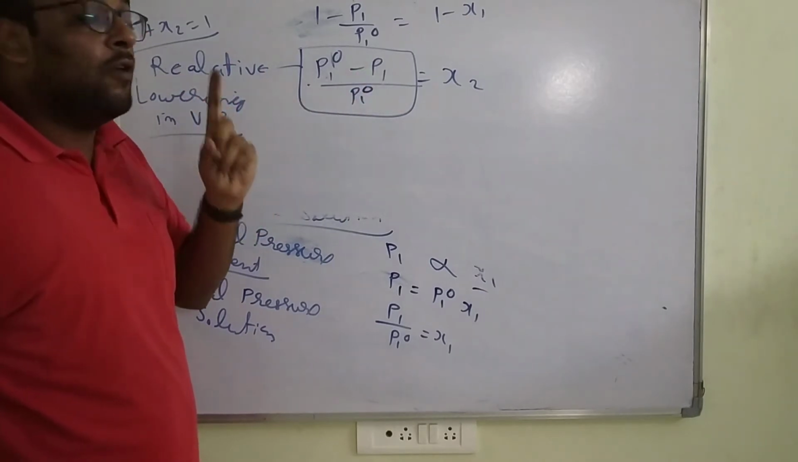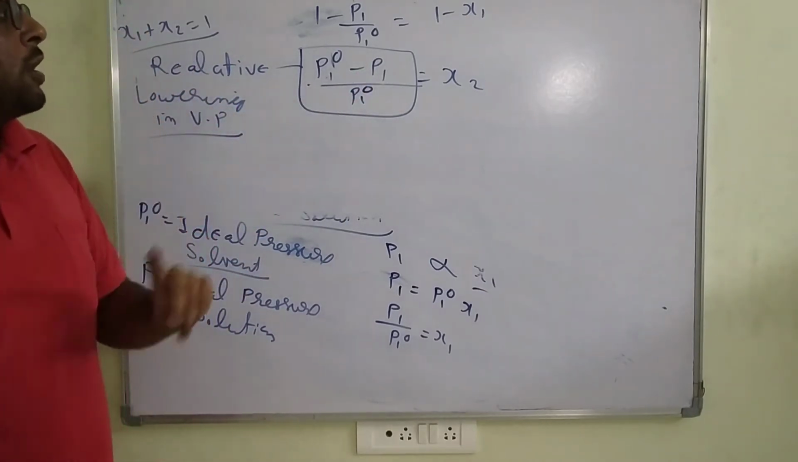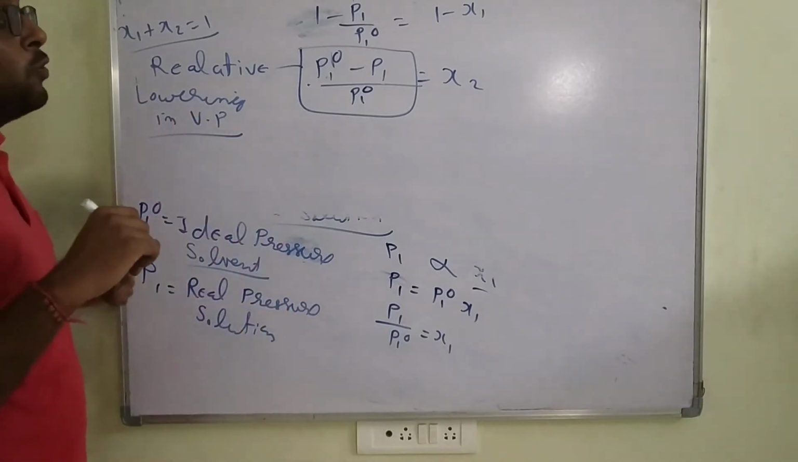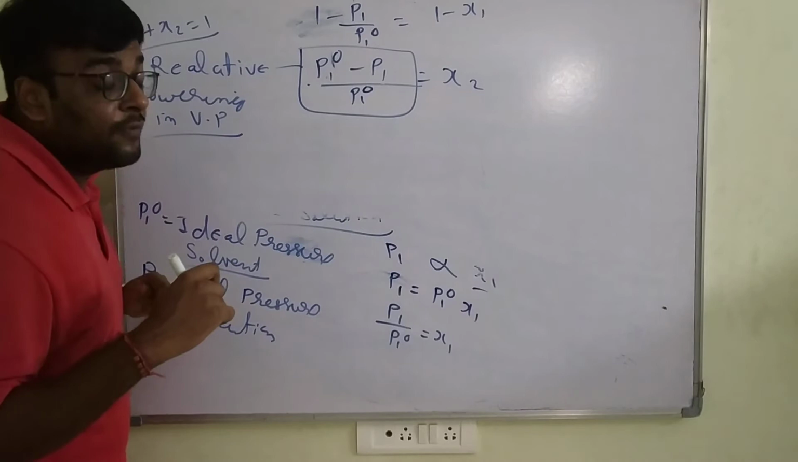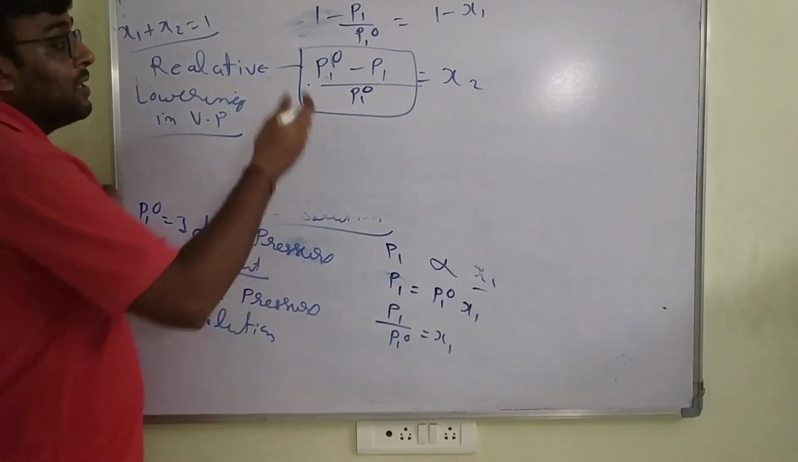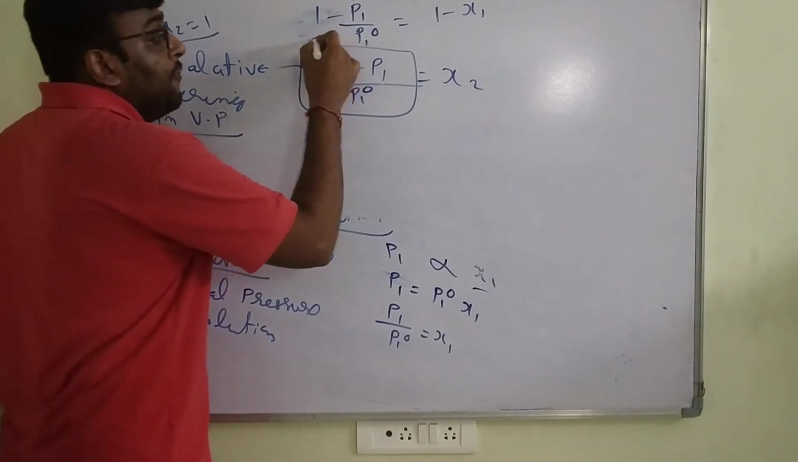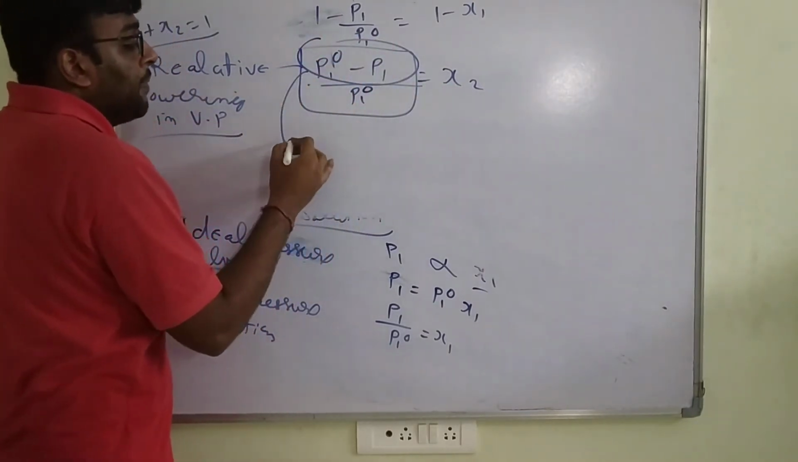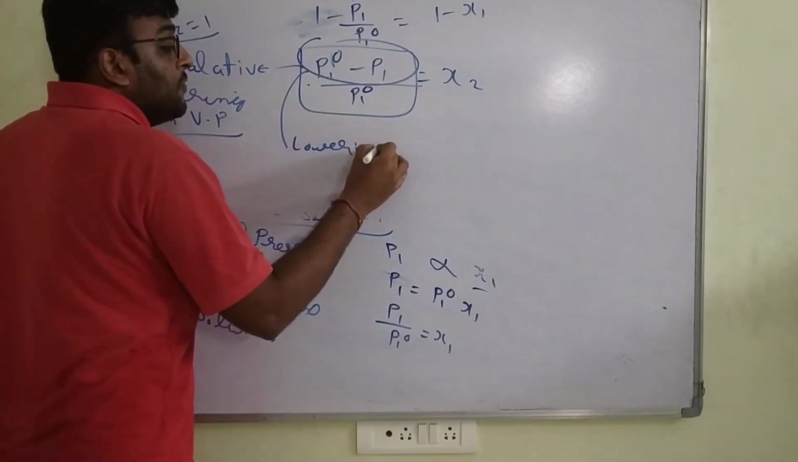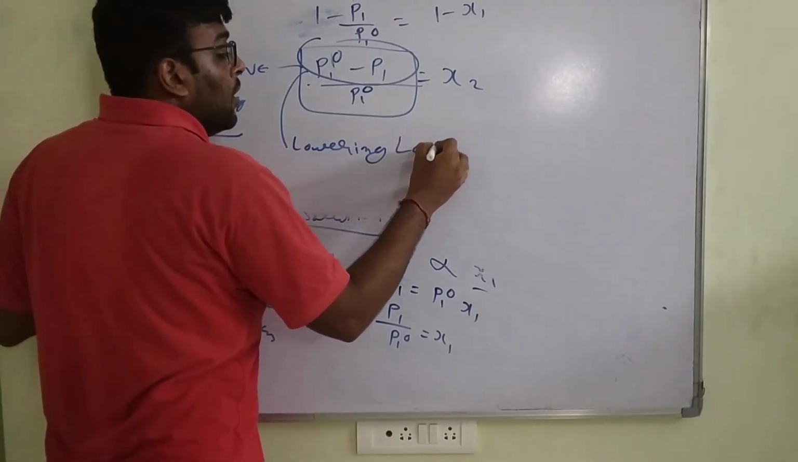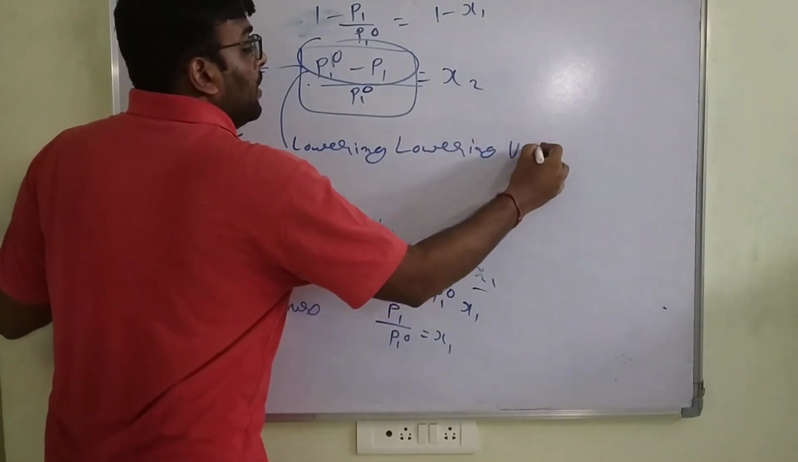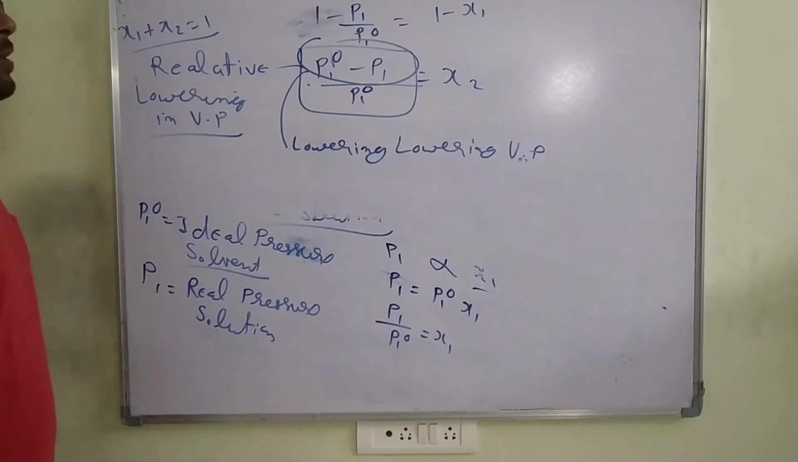Always put the values in this way. If you do not keep it this way, you will have a problem with the relative lowering. In numericals, the question can come in different ways. I will explain some examples also. But this is called relative lowering of vapor pressure. If the question says lowering in vapor pressure, then this value is the lowering in vapor pressure. Just read the question very carefully: relative lowering, and lowering in vapor pressure.